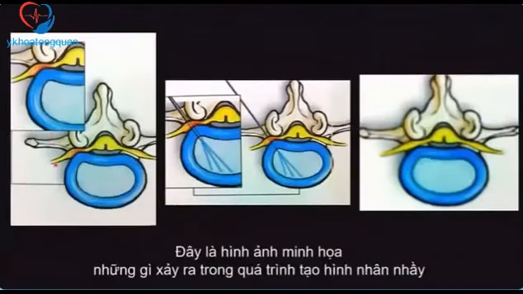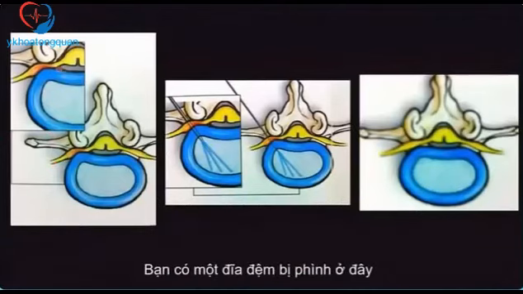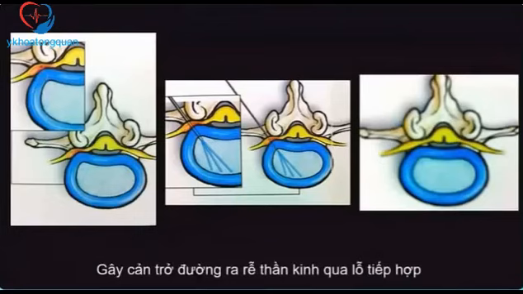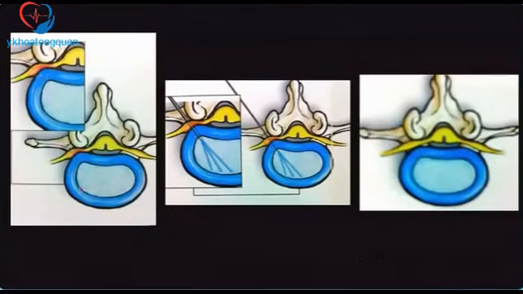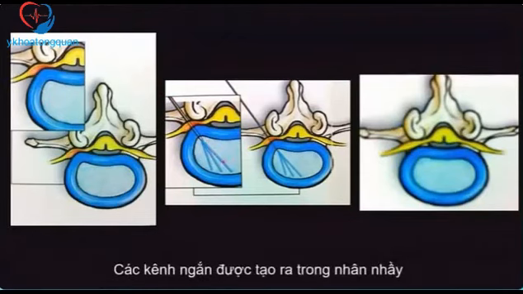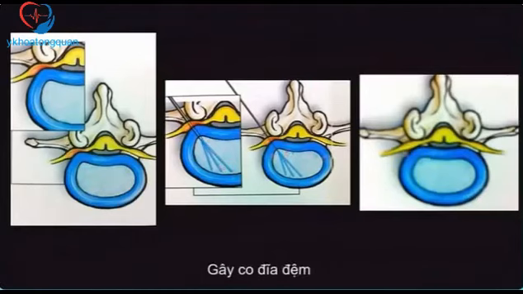This is a diagrammatic representation of what happens during nucleoplasty. You have here a disc bulge causing impingement on the adjacent nerve root as it exits the foramen. Nucleoplasty needle is inserted. Short channels are created in the nucleus pulposus, causing shrinkage of the disc and retraction away from the impingement on the nerve root.